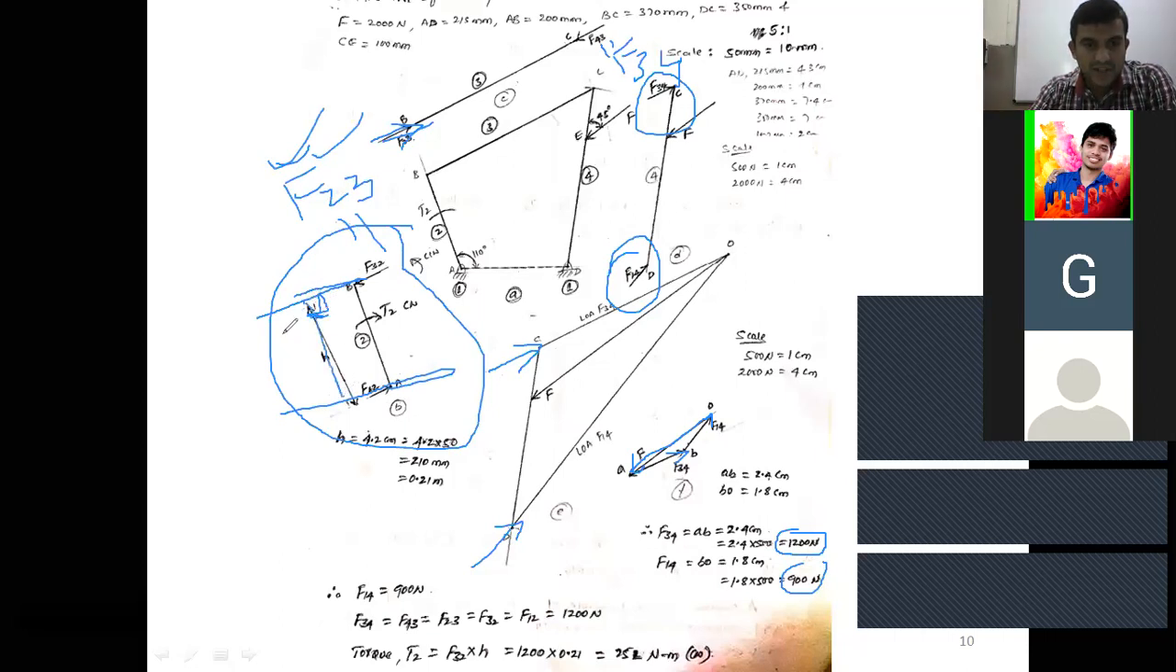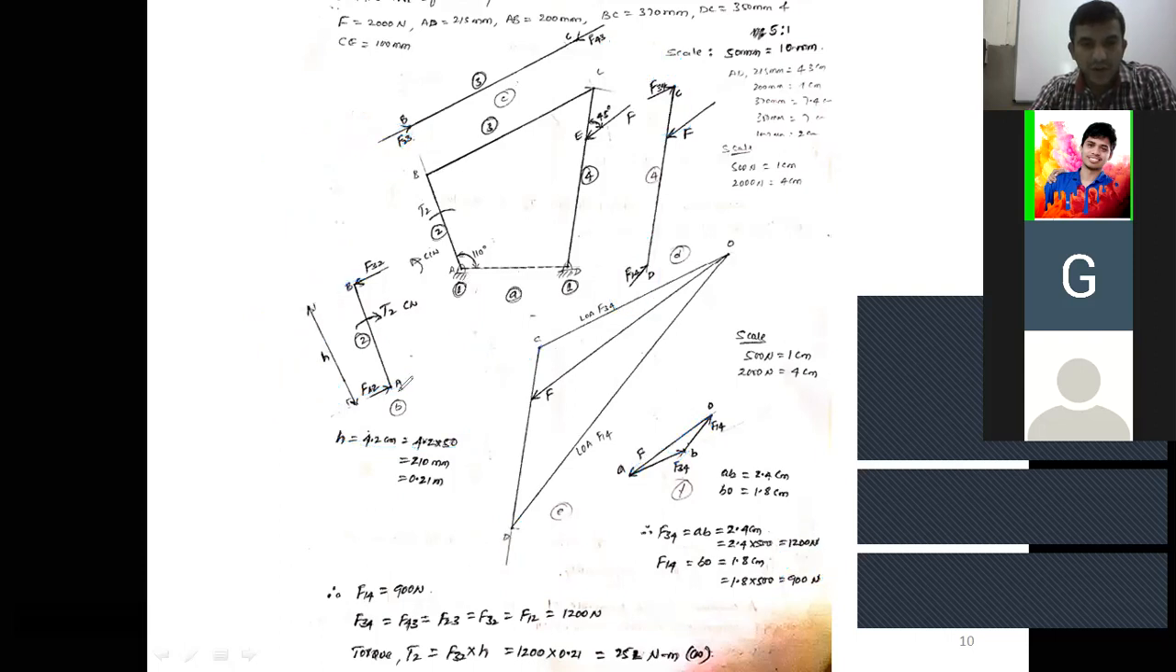That gives the perpendicular distance. The perpendicular distance is what? H. Then these forces F32 and F12 produce what type of couple here? That produces a counterclockwise couple. Then I want to make it equilibrium, so you have to produce a torque. That torque should be a clockwise couple, right? Clockwise couple. Now what is the magnitude?